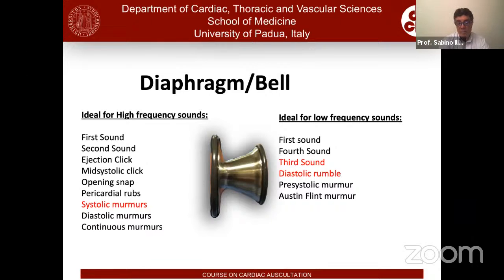So if we use a stethoscope, we have to perfectly understand, as I mentioned last time, that with the diaphragm and the bell, we can hear different findings. In the context of mitral regurgitation, the diaphragm will be used to appreciate the regurgitant murmur, and the bell for the third sound and diastolic rumble that are characteristics of severe mitral regurgitation. We shall return on this concept with clear example.